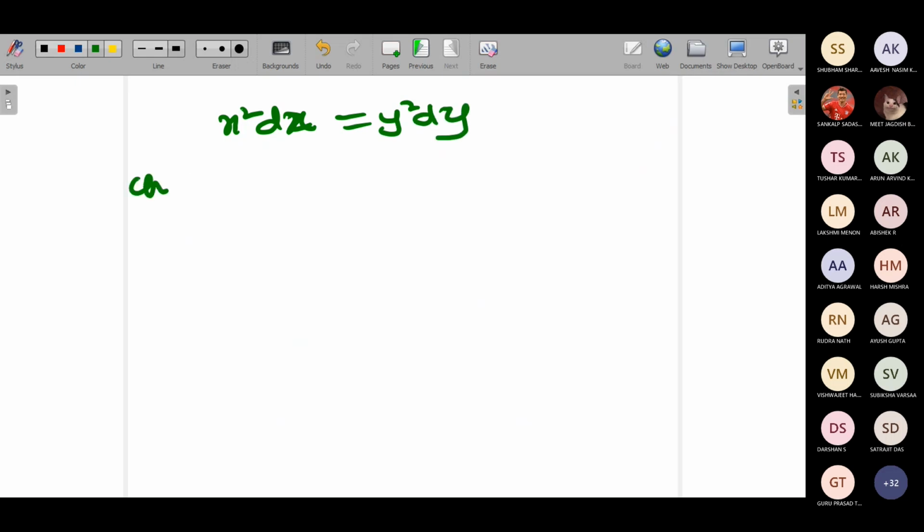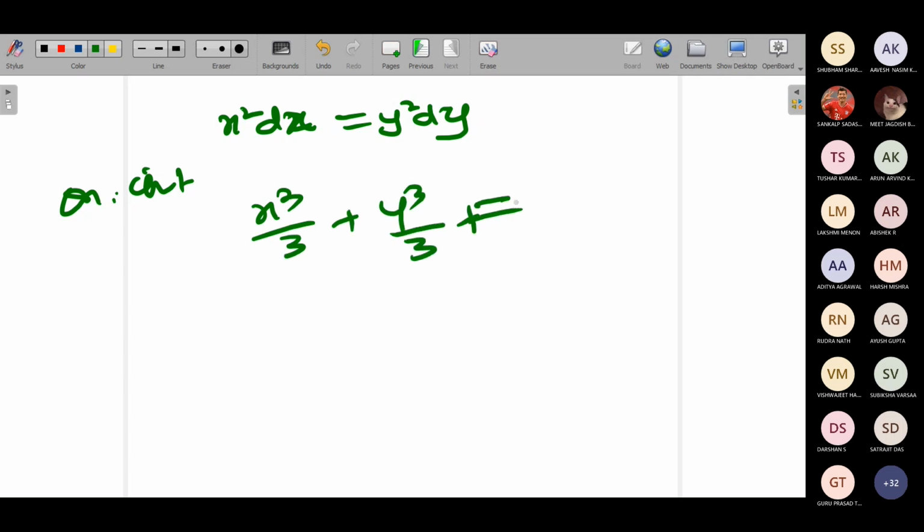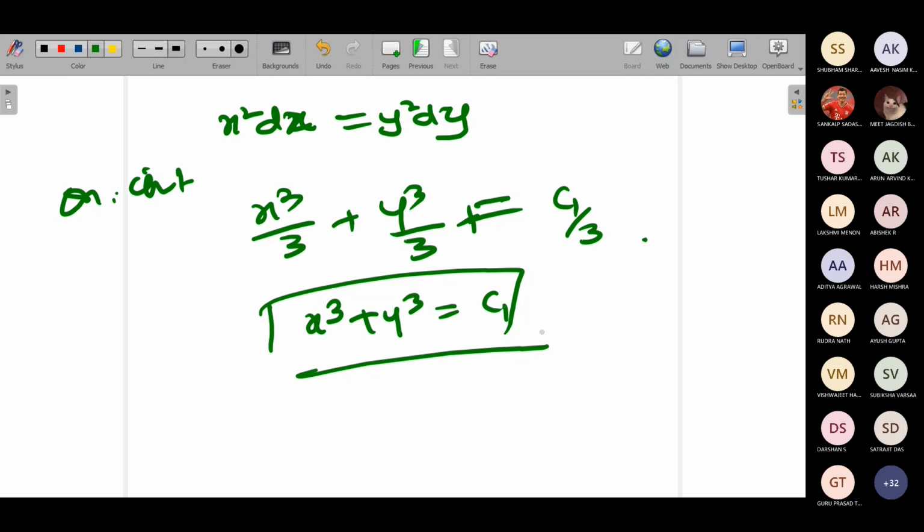Now integrate it. On integration, you will get x cube by 3 plus y cube by 3 equals the integrating constant. You can take the integrating constant as c cube by 3, or just take it as c1. There is no harm. C1 by 3 or c1, any form you can take. You can rewrite this as x cube plus y cube is equal to some c1. Is it clear?